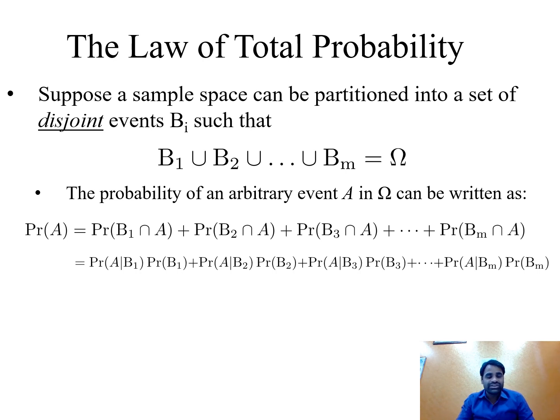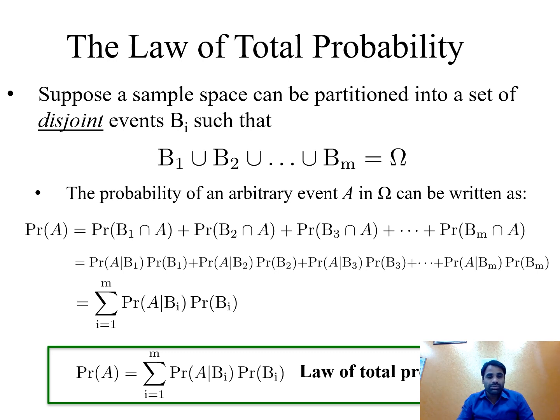Similarly for n events you can write, and the addition of all those terms becomes the total probability of the event. This is also written as the summation for i equal to 1 to n of probability of A given Bi into probability of Bi. This is nothing but the total probability. So the law of total probability, finally: probability of A equals the summation for i equal to 1 to n of probability of A given Bi into probability of Bi. This is very important, and it is the basis for the Bayes theorem.